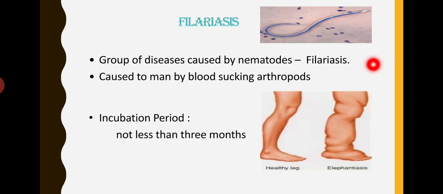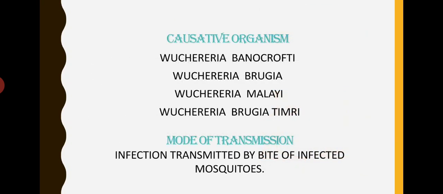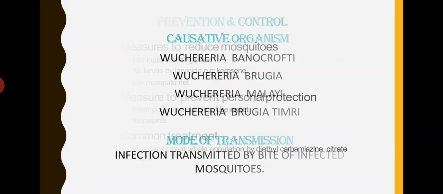Here you can clearly observe the symptoms of filariasis. This is the healthy leg of a human, and this is the leg of a human suffering from filariasis, which we call elephantiasis, in which there is swelling of the legs. Then the causative organisms of filariasis include these 4 types of parasites. The mode of transmission: this infection is transmitted by the bites of infected mosquitoes.